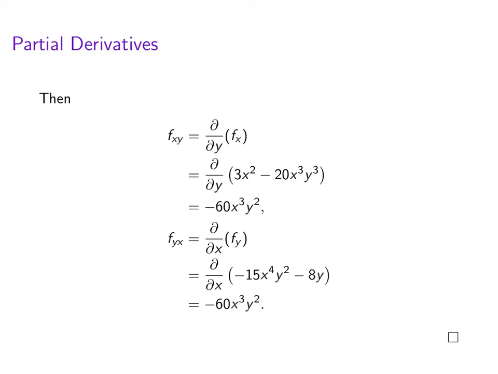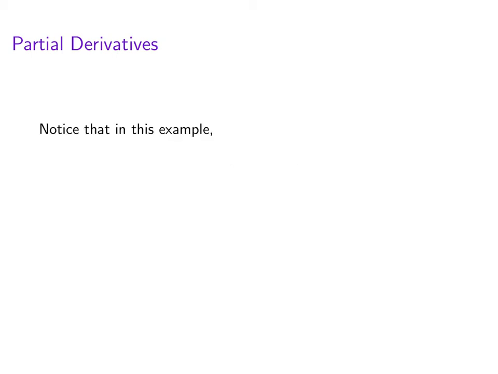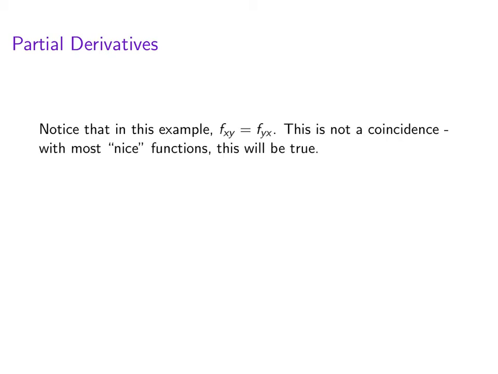Whereas if we want to compute fyx, we have to take fy and differentiate that with respect to x. And if we do that, we again get negative 60x cubed y squared, even though we did the derivatives in the opposite order. So notice that in this example, we get the same thing for fxy and fyx. This is not a coincidence. With almost all nice functions that we run into, this is going to be true.